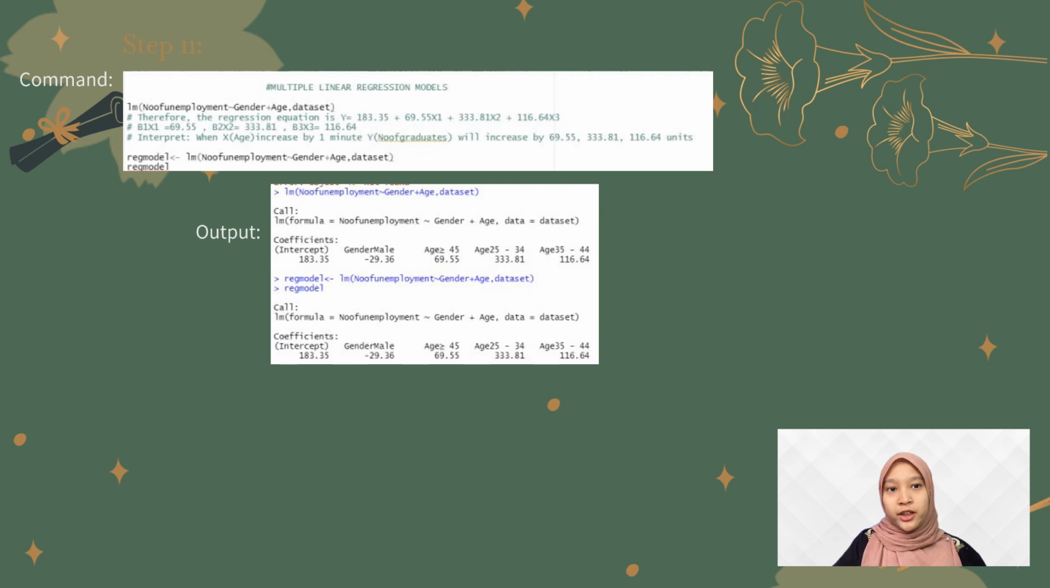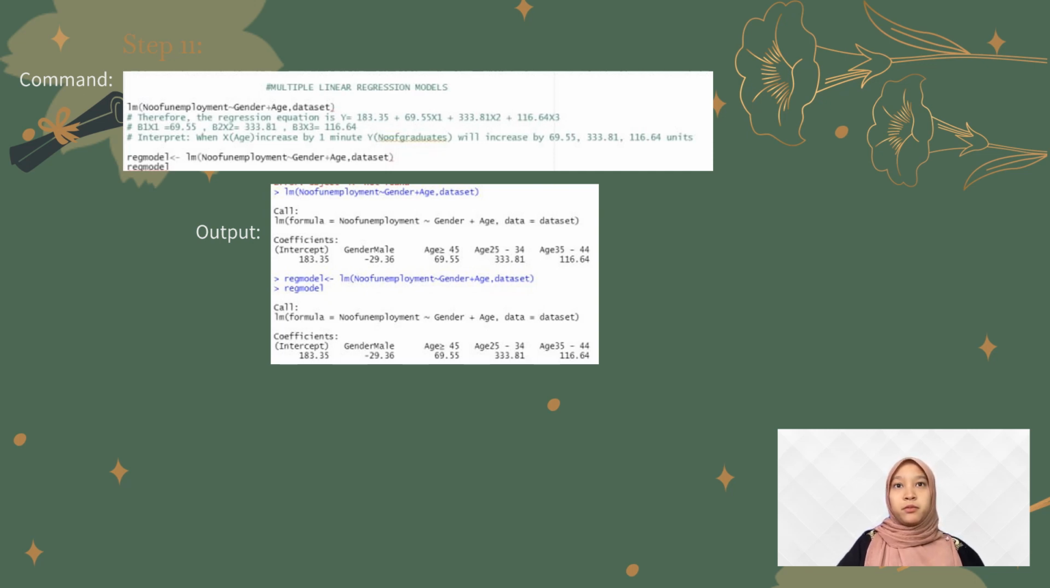My name is Nur Fakihah Iman binti Muhammad Faizal, and now I will present multiple linear regression models. Firstly, we have to put the command lm, number of employment, gender plus age, and dataset. LM stands for linear model.